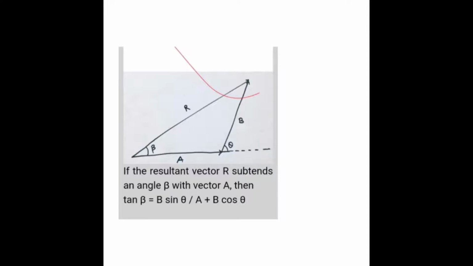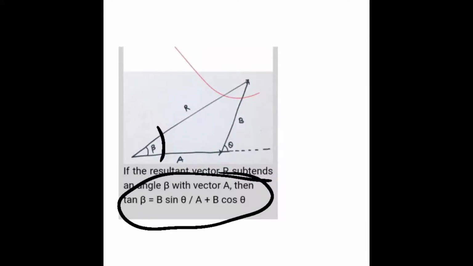Now if we need to find the direction of this triangle law of vector addition, if we consider beta is the angle subtended by the resultant with the A vector, then tan beta equals B sin theta divided by A plus B cos theta. So this formula will be applied. Okay, so this formula is important, in order to find the angle between a resultant and one of the two vectors.